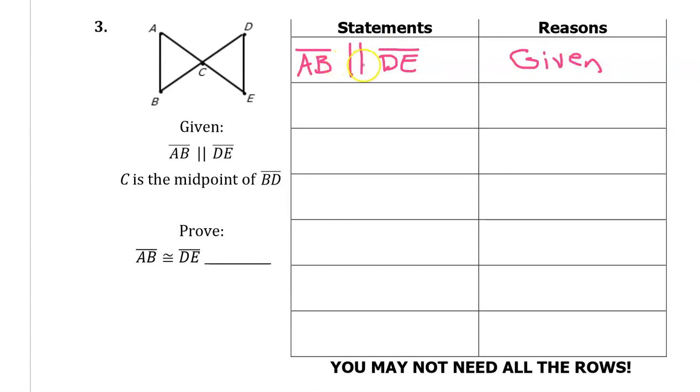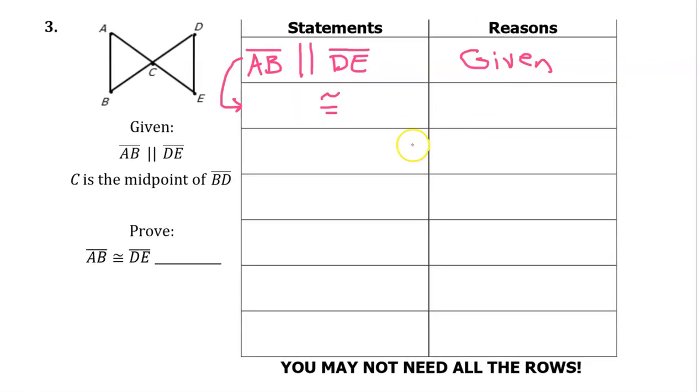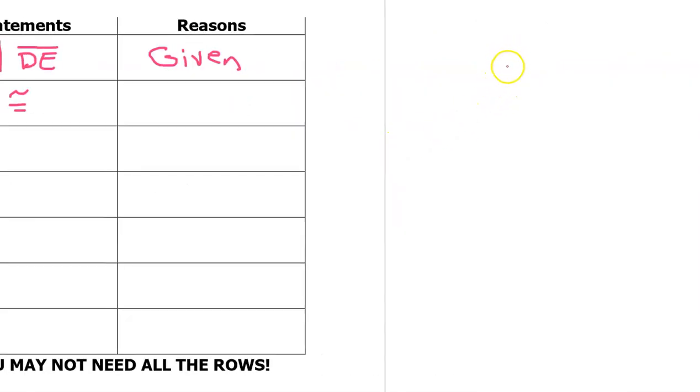Notice that this is not a congruence statement. When the given is not a congruent statement, before you do anything else, you need to take that given and turn it into a congruence statement. So parallel lines can be turned into congruent angles. Parallel lines will lead us to congruent angles. Maybe I'll just say this off to the side. Here are two ways that parallel lines will lead to congruent angles.